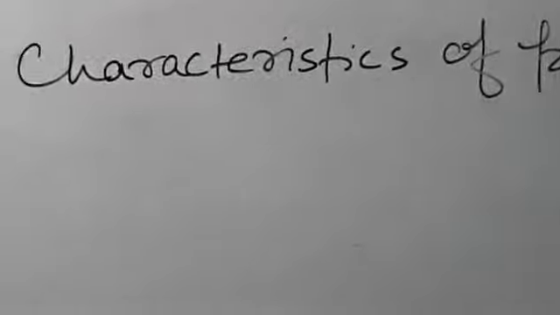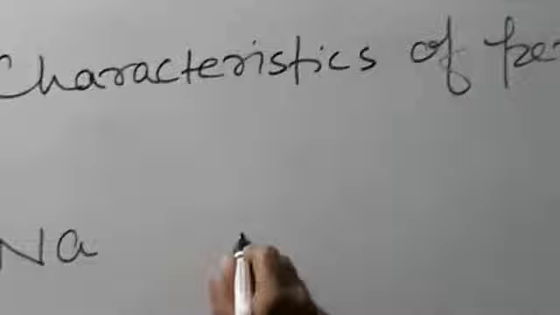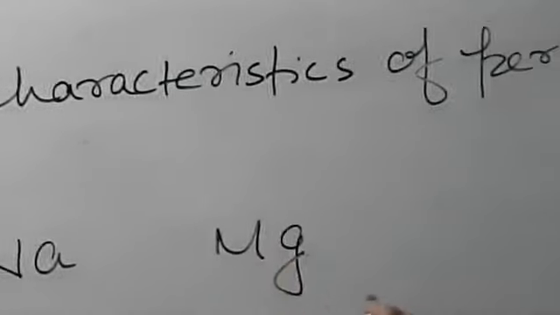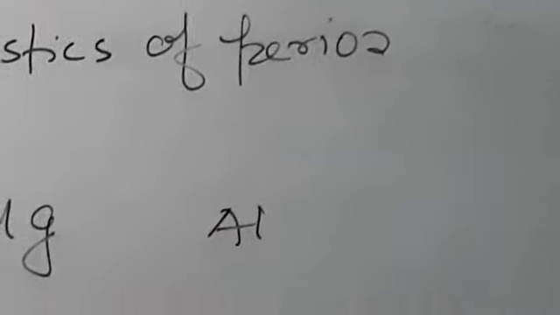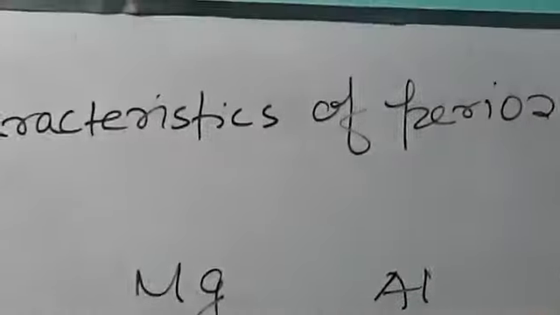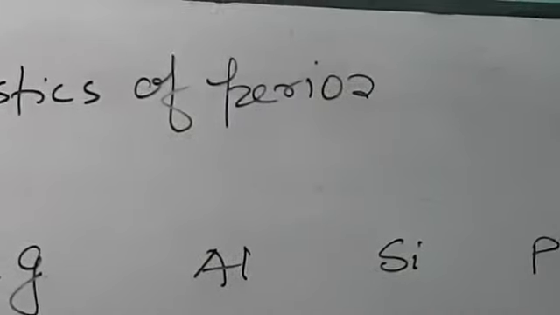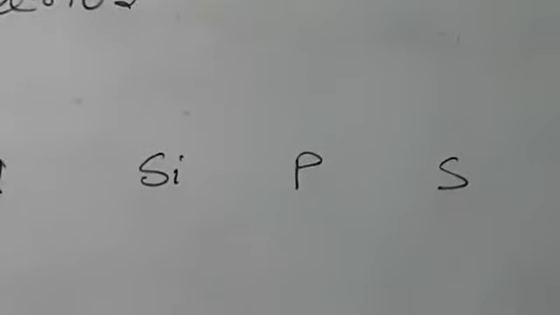So in one example, if you consider any one period, like sodium, magnesium, aluminum, silicon, phosphorus, sulfur, chlorine. It is one of the periods. All these members belong to the same period.